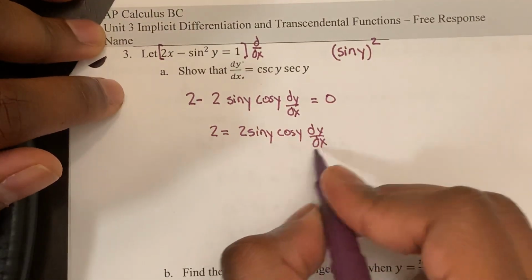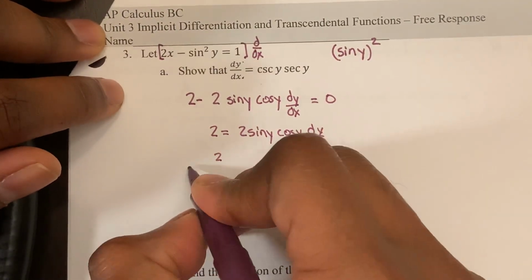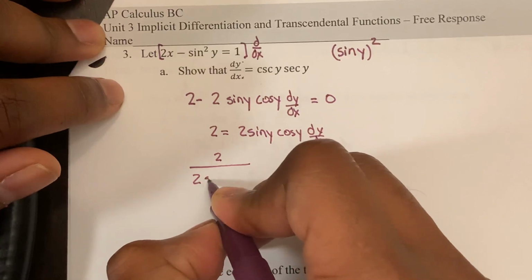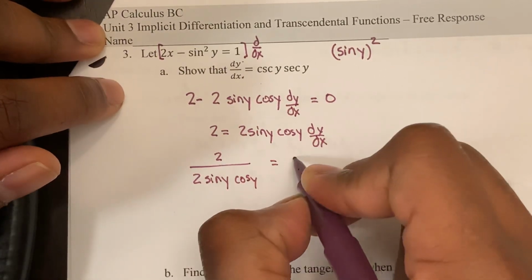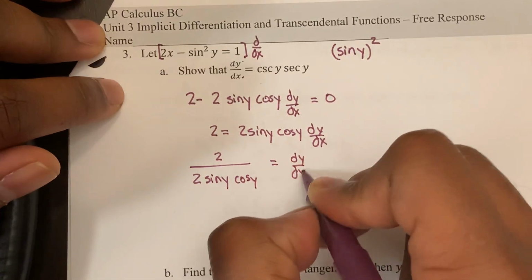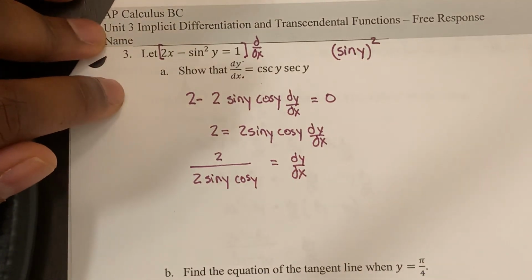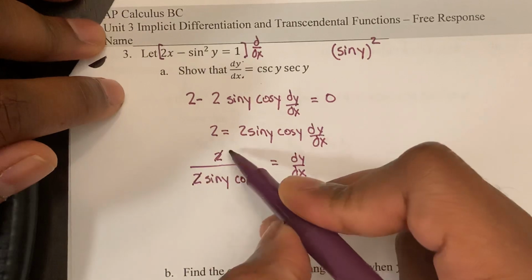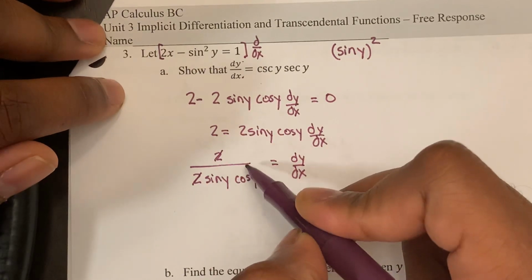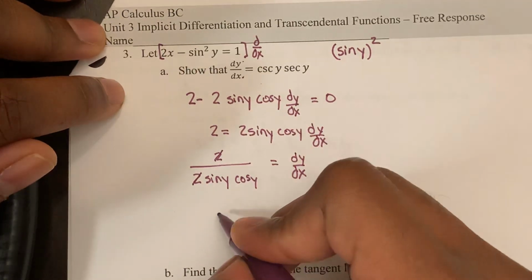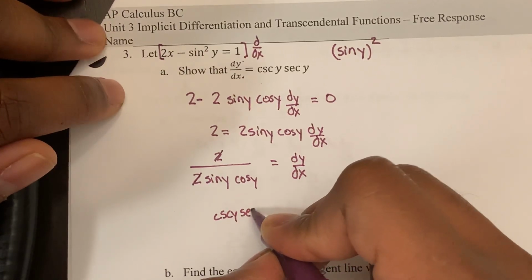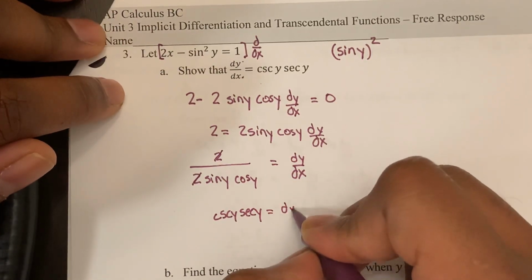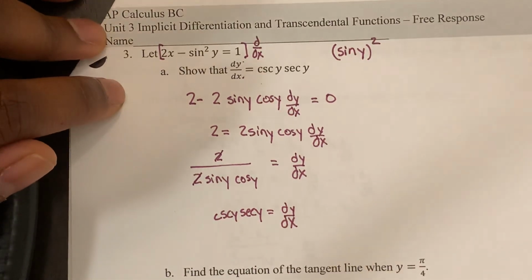And we want to isolate the dy over dx. So we get 2 over 2 sine y cosine y equals dy over dx. And the 2's cancel to give us a 1 over sine y cosine y, which is just cosecant y secant y equals dy over dx.